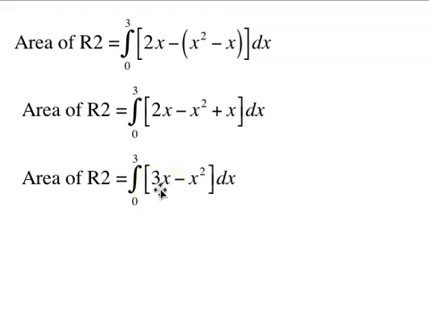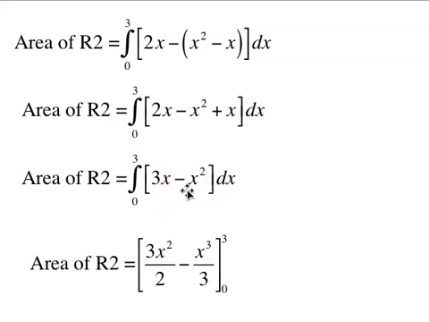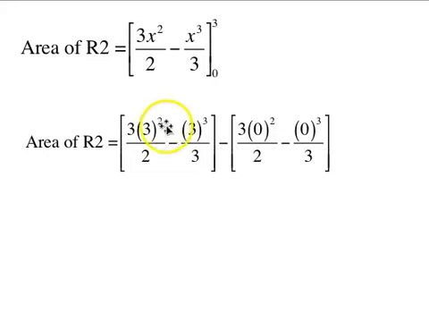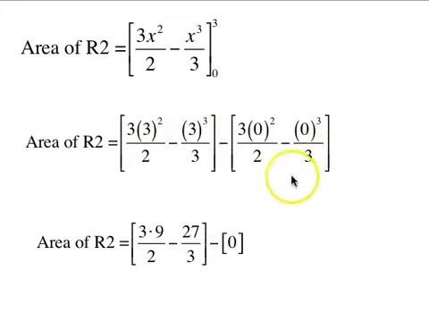Antiderivative of 3x, 3x squared over 2. Antiderivative of x squared, x cubed over 3. We're going to plug in 3, subtract, plug in 0. Plugging in 3, 3 times 3 squared over 2 minus 3 cubed over 3, plug in 0, 3 times 0 squared over 2 minus 0 cubed over 3. And the zeros are nice because everything disappears. So 3 squared is 9, 9 times 3 is 27, 27 halves, minus 27 thirds. 27 thirds, of course, is 9. But let's just go ahead and do the subtraction, and we get 4.5.